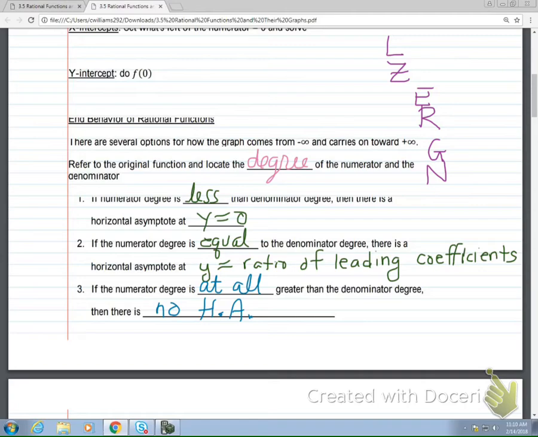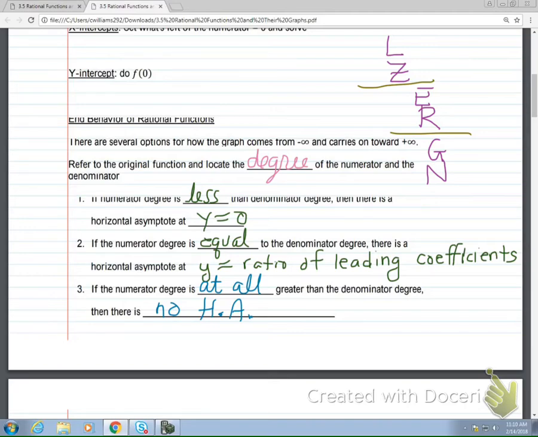You're going to do the laser gun. L-Z-E-R-G-N. Check this out. Okay, here's how it works. Situation 1, situation 2, and situation 3.